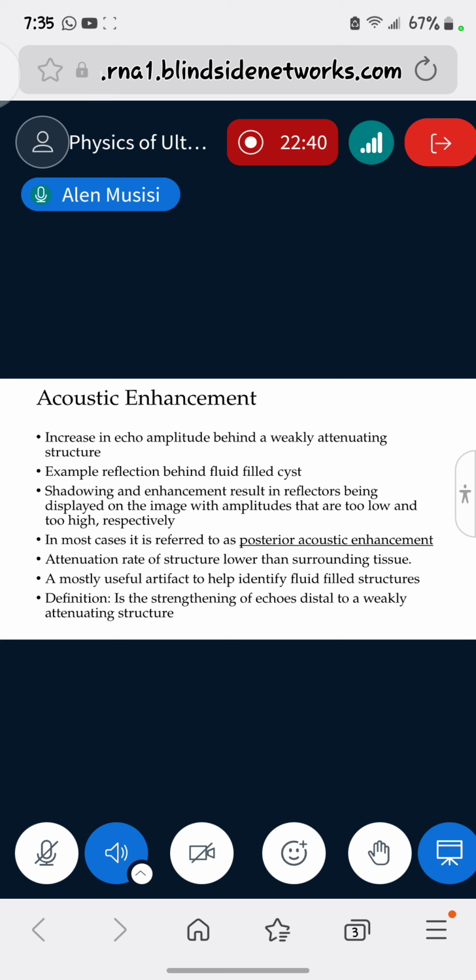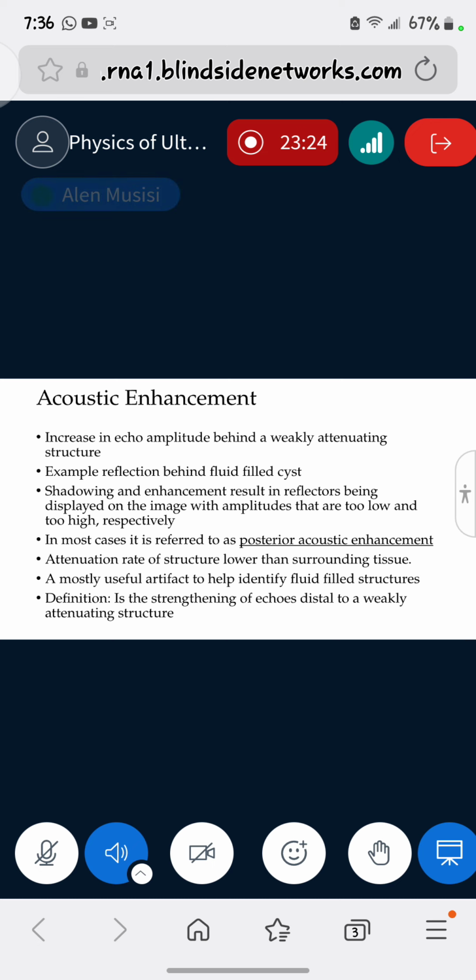Then we have another artifact which is called acoustic enhancement. This is the opposite of shadowing. Shadowing is created by a highly attenuating structure. Acoustic enhancement is created by a low attenuating structure. Where you see a dark shadow in shadowing, here you will see a bright shadow. Is it even called a shadow? You see a bright area instead.